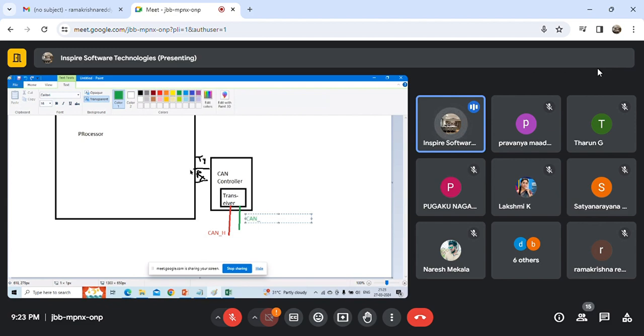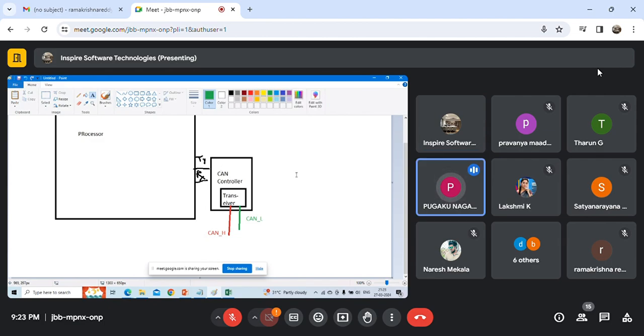Is it clear, Manikanda? Yes sir, understood. So this can be another block. TX and RX are like digital signals from the pattern, and it will go to the transceiver. So two cases are there.